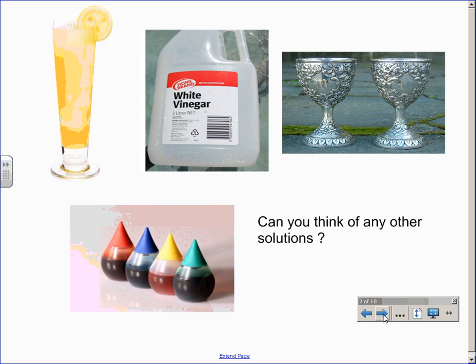Sterling silver, food dye, vinegar, lemonade, that cool, refreshing drink. One set of properties for each of these. Can you think of any other solutions?